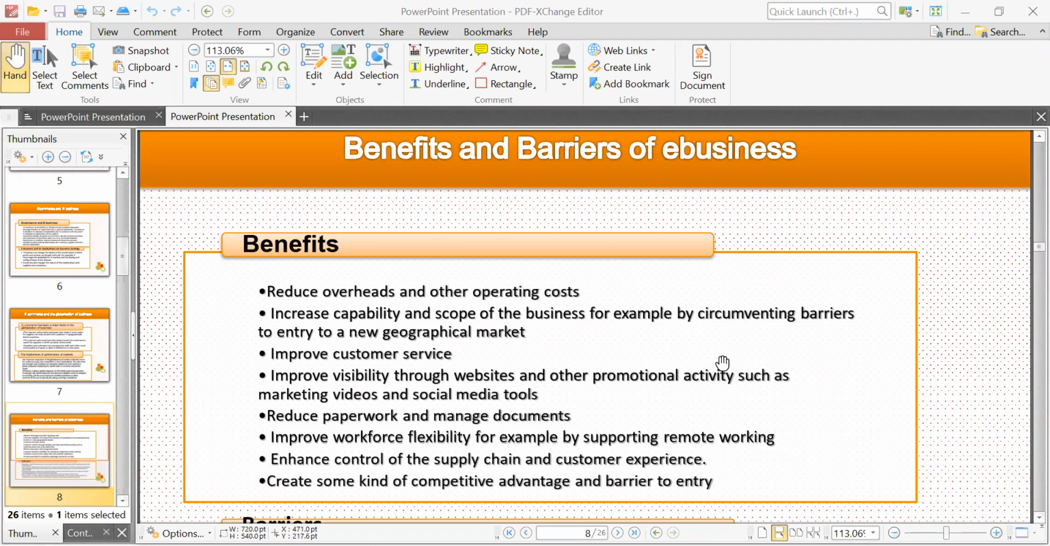Number three is improved customer service, right? So the improved customer service comes in the responsiveness, because of the channels. And that's what Our Lady was saying. Because of the channels that e-business provides, the communication is a lot quicker and a lot faster. Also, it improves visibility through websites and other promotional activities. So today the internet has improved visibility.